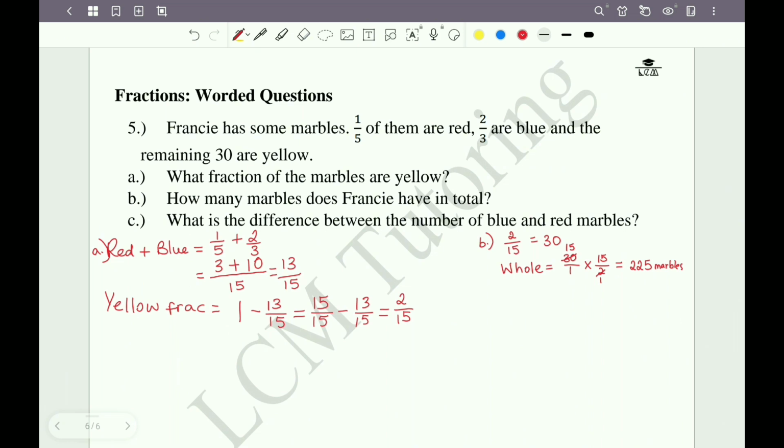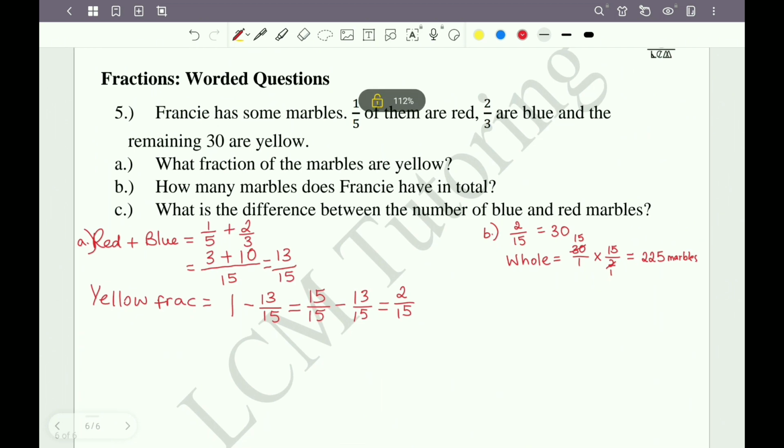Now let's move on to part C. Part C asks, what is the difference between the number of blue and red marbles? Now, there are two ways to go about doing this question. The first way is we can find the number of blue marbles and then the number of red marbles, and then we can subtract the two. That's probably the most straightforward way to do that. So let's look at that method before we move on to the other.